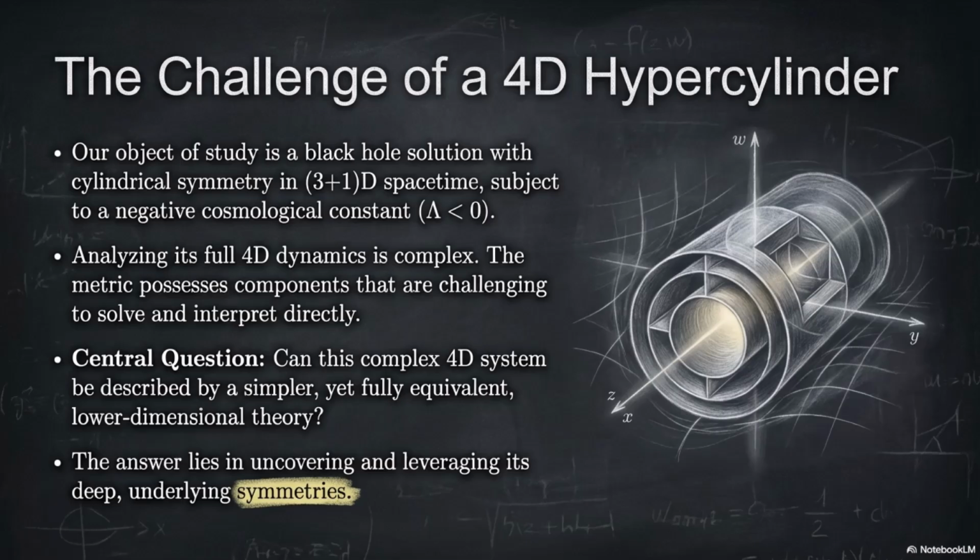Okay, slide 2. Let's set the stage. What exactly is this object we're studying? So we're looking at a black hole solution, but one with cylindrical symmetry. It exists in a 4-dimensional spacetime. That's 3+1D. And there's a crucial constraint here. A very crucial one. It has to have a negative cosmological constant. Lambda is less than 0. That's a foundational requirement for this kind of geometry to even exist.